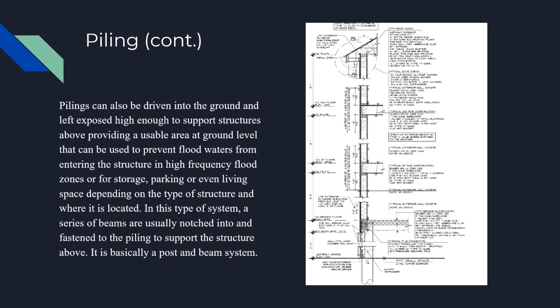providing a usable area at ground level that can be used to prevent floodwaters from entering the structure in high-frequency flood zones or for storage, parking, or even living space, depending on the type of structure and where it is located. In this type of system, a series of beams are usually notched into and fastened to the piling to support the structure above. It is basically a post and beam system.